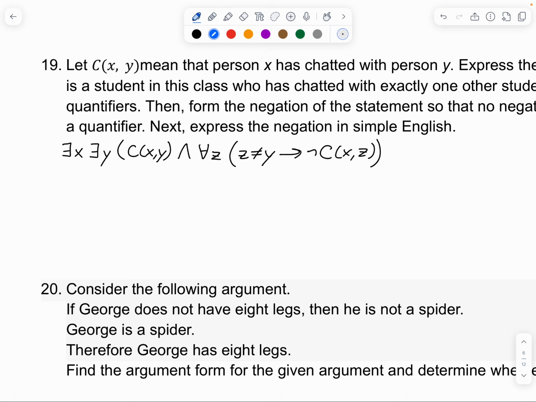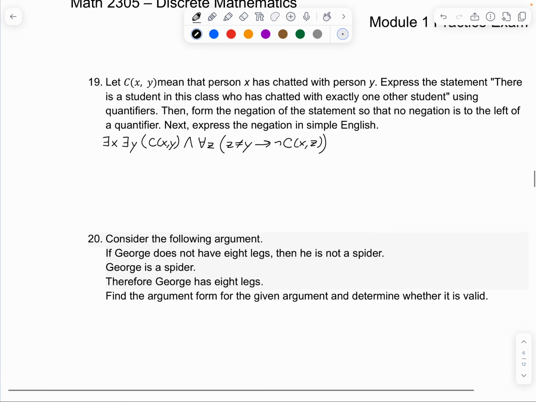Quick note, I do think the textbook includes another thing here that says X does not equal Y, like it's chatted with one other student that's not themselves. Why did I leave that off? I probably should have included it. It's just a pretty small part and it makes the statement really long and tedious. So it probably would be good to include the fact that X does not equal Y, but that's just not what I'm looking for when I'm grading. I'm looking for general understanding. And that's pretty technical, so I'm not going to be picky about it. But if you include it, that's great.